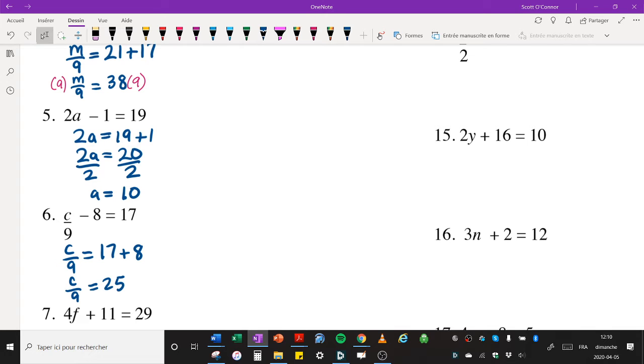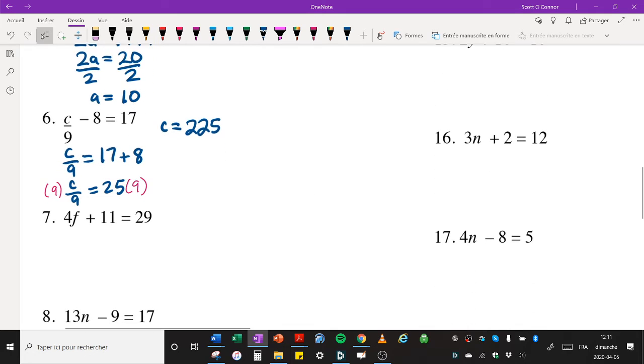Divide by 9 is in the way. How do I get rid of divide by 9? I multiply by 9, both sides. Therefore, c is going to be equal to 9 times 25, which is equal to 225. c is equal to 225.